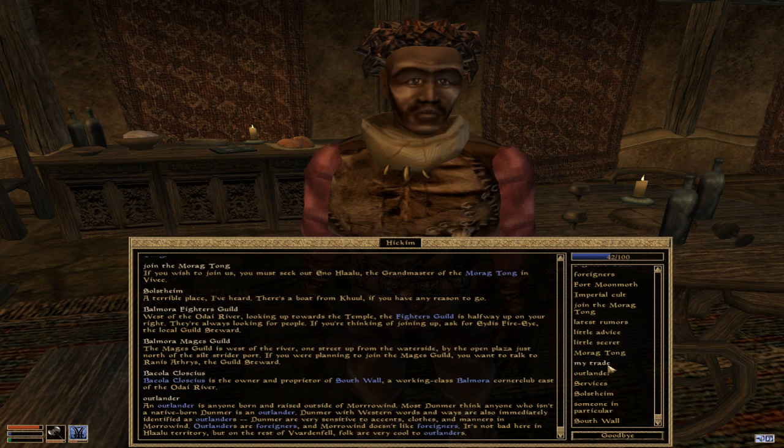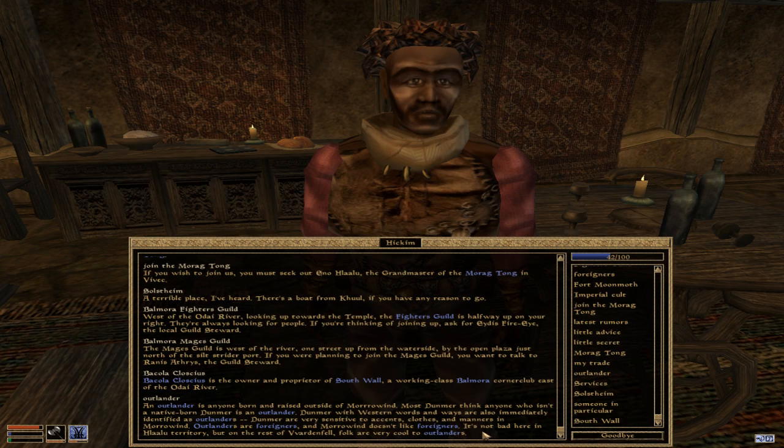Outlander? An outlander is anyone who is born and raised outside of Morrowind. Most Dunmer think anyone who isn't a native-born Dunmer is an outlander. Dunmer with Western words and ways are also immediately identified as outlanders. Dunmer are very sensitive to accents, clothes, and manners in Morrowind. Outlanders are foreigners, and Morrowind doesn't like foreigners.